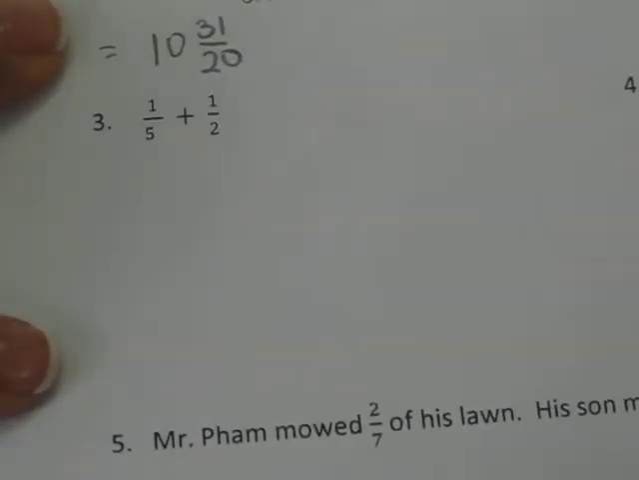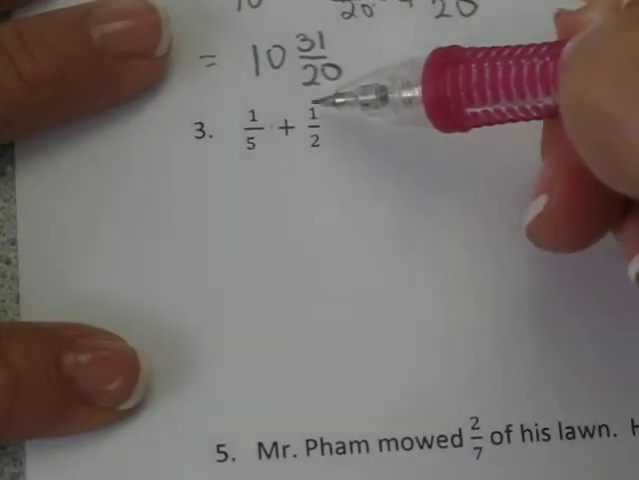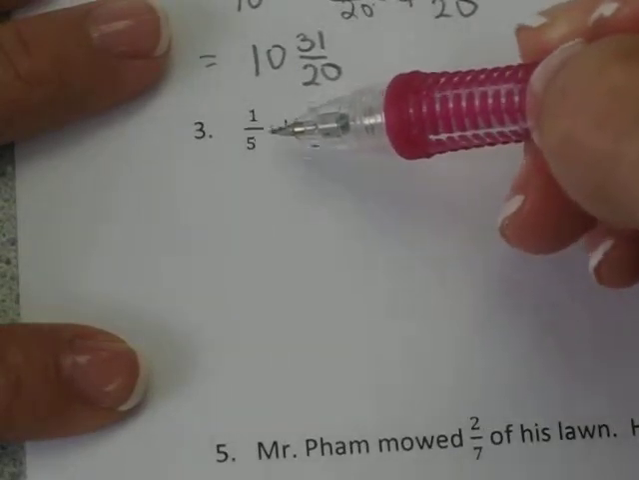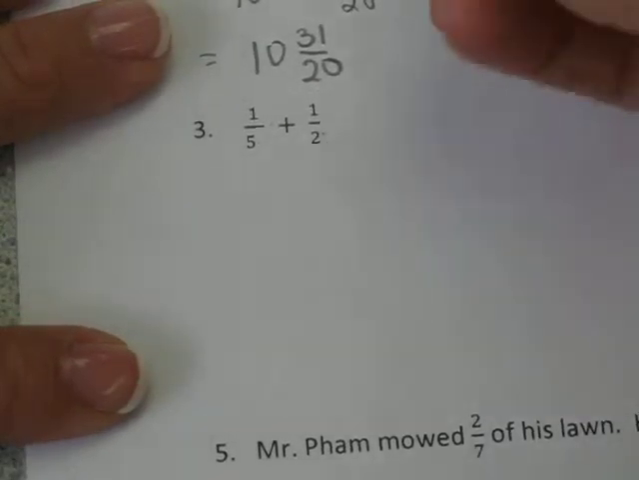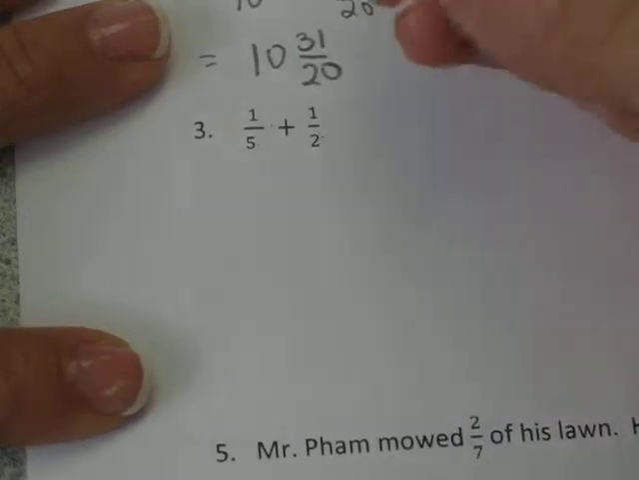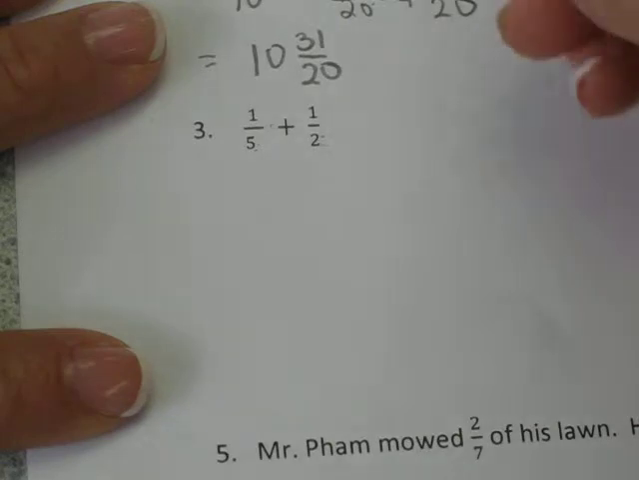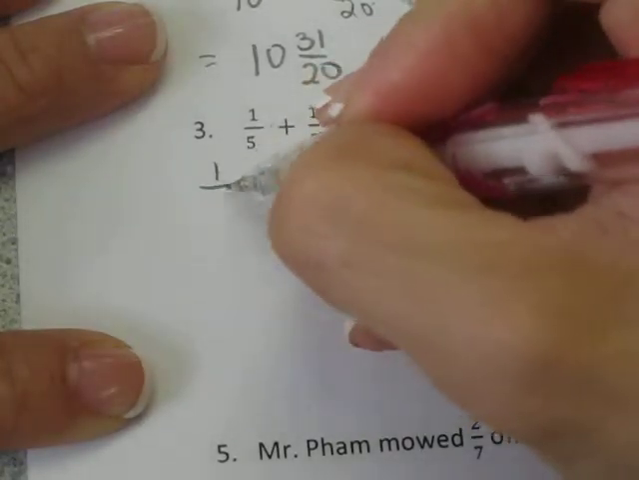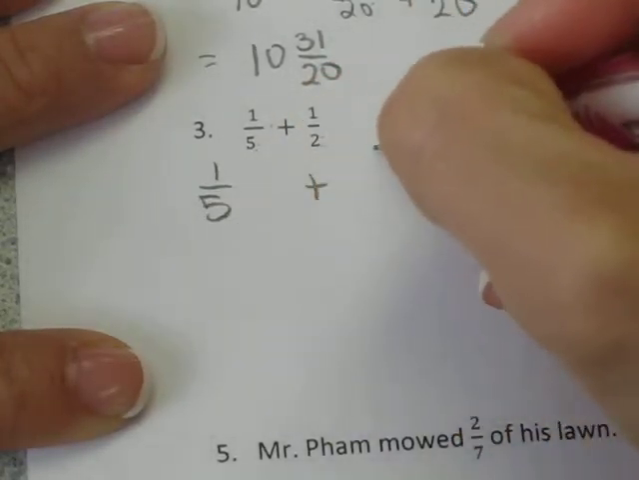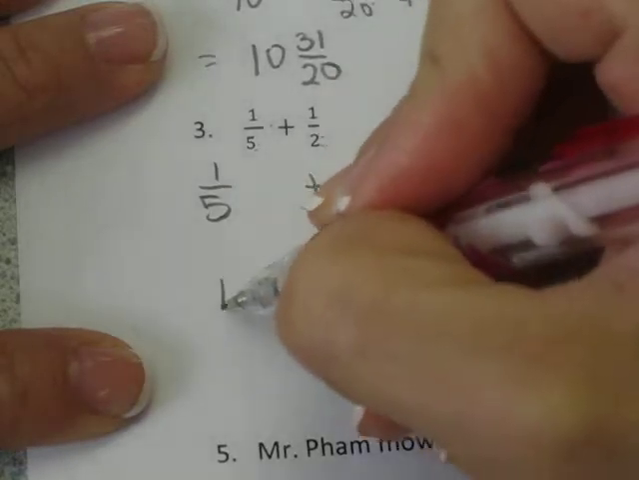Number 3. I don't have any wholes here. I just have fractions with different denominators. So I need to find common denominators, the same units. So a common denominator for 5 and 2 is, I'm actually going to write this over again so I leave me some space, is 10.